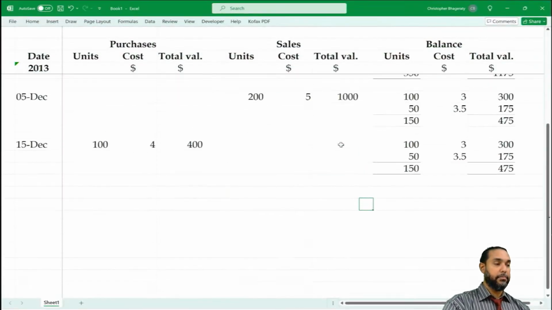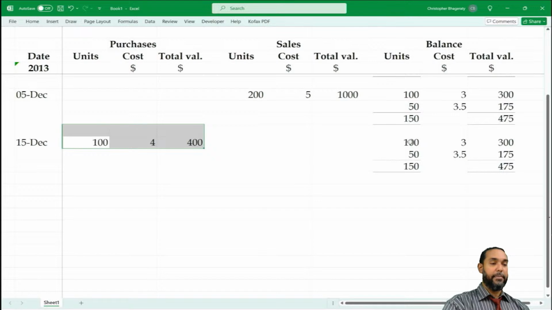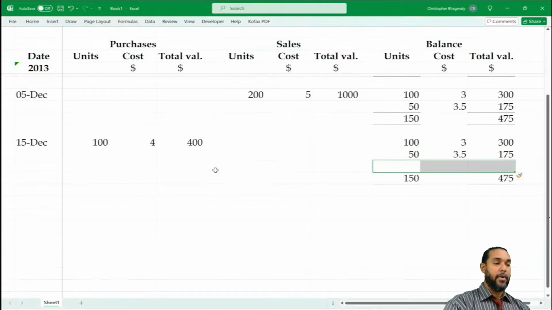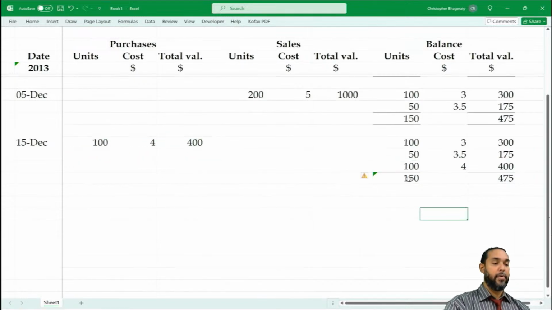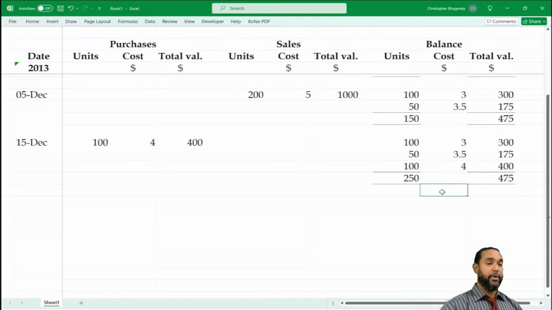Right, so check this, right? After you buy a new set, you have to update your closing stock, right? So after the shift down, after buying 100 more, I'm now back to 250, comprised of the first batch that we ever bought, the second batch, and then this new batch.